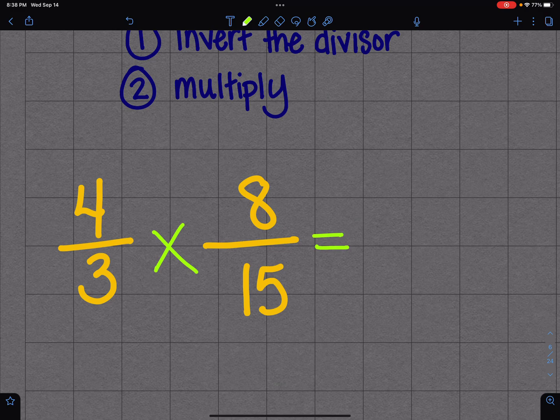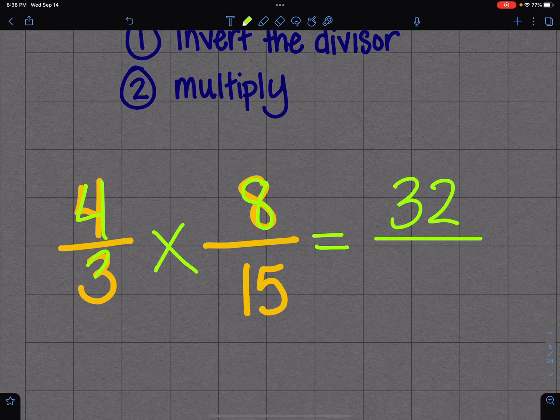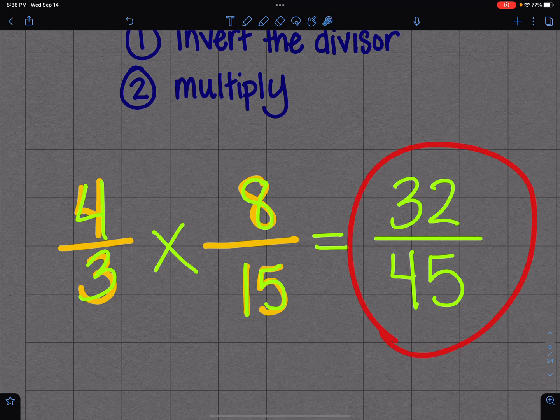So let's do it. 4 times 8 is going to be 32. That's the numerator. And then on the bottom, we have 3 times 15. 3 times 15 is 45. And I don't think that you can simplify this anymore, so that is going to be the answer.